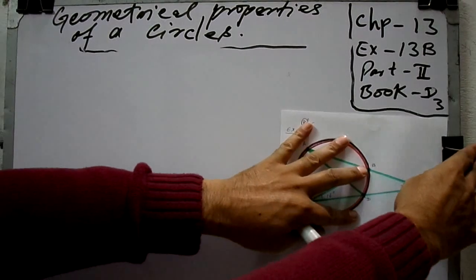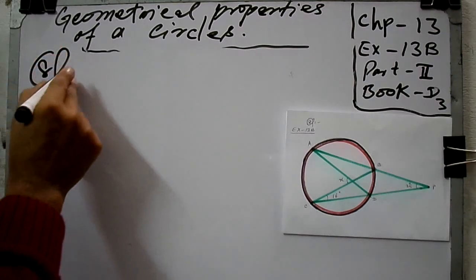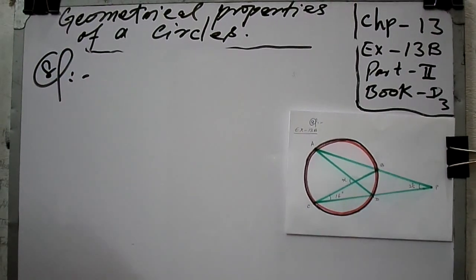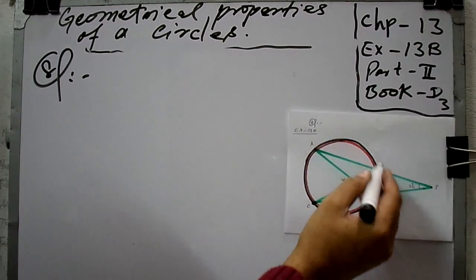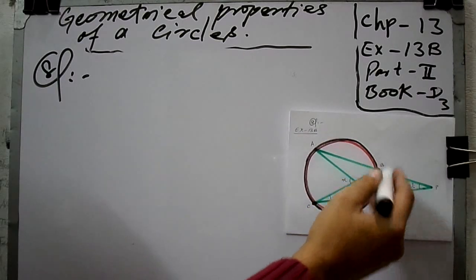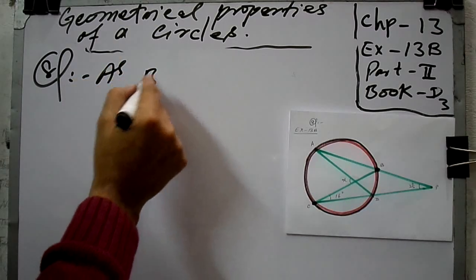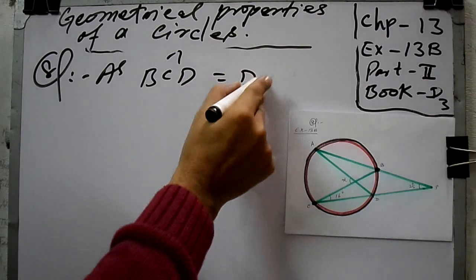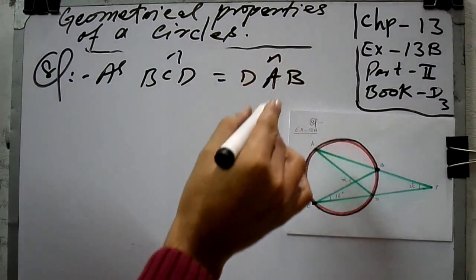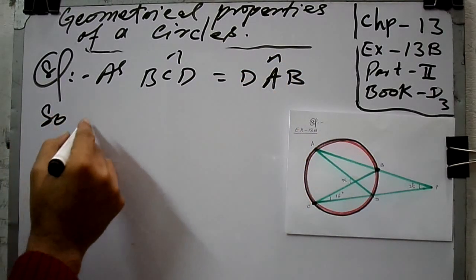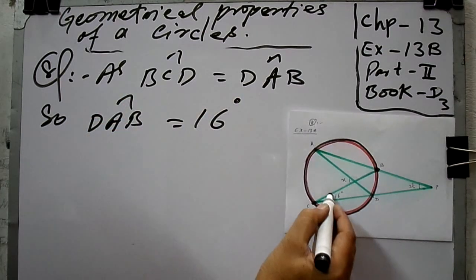In question number 8, the same type of diagram is given once again. You can see the C and B, the angles of the same segment. So angle BCD is equal to angle DAB, which is given to us as 16 degrees.